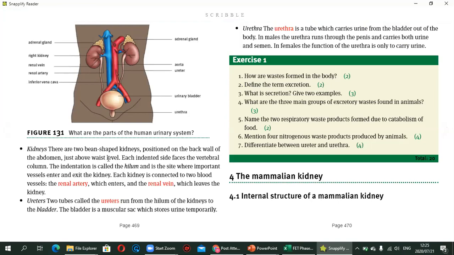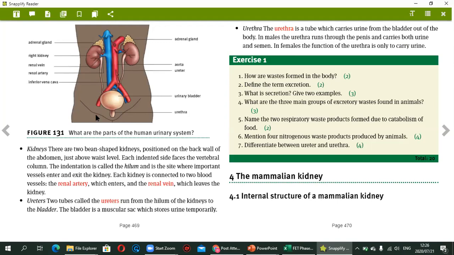You see here, when we're looking at this image, it looks like it's high up in the body, but it's actually not. Look at the image here. And then when you hold your waist, move to your lower back over there. It's the back wall of the abdomen, just above the waist level. So I don't know why, maybe it's because of the way the diagram is situated. It looks like it's high up, but it's not that high up on your abdomen.